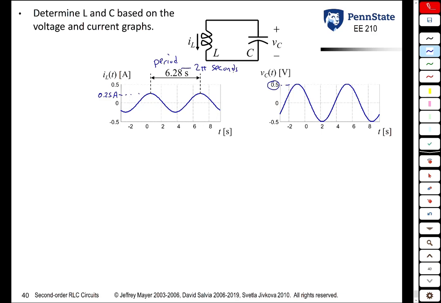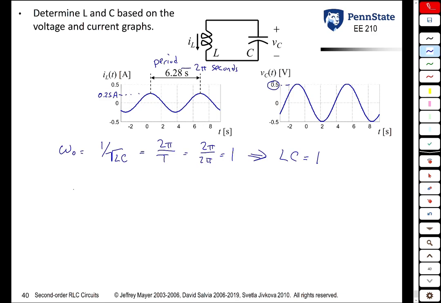Well, if you recall, the frequency of oscillation is 1 over the square root of LC. But the frequency of oscillation is also 2 pi over the period. Since the period itself is 2 pi, we get the relationship that 1 over the square root of LC equals 1, which implies that LC equals 1.